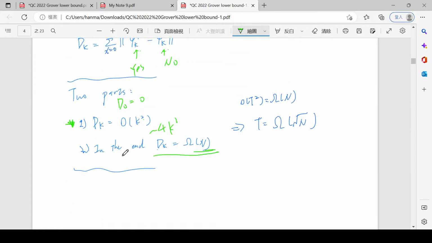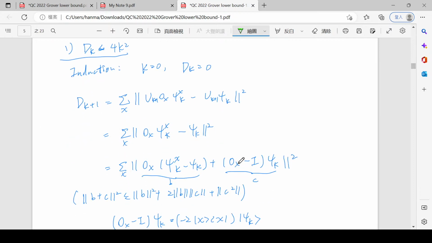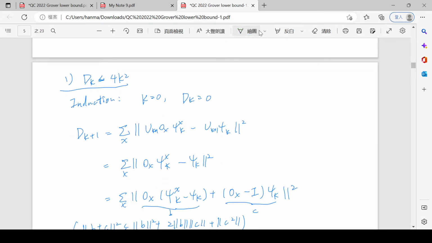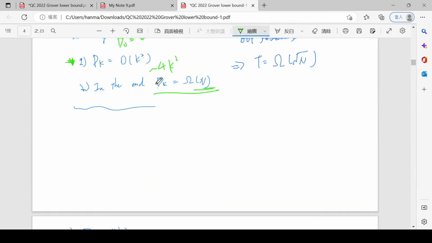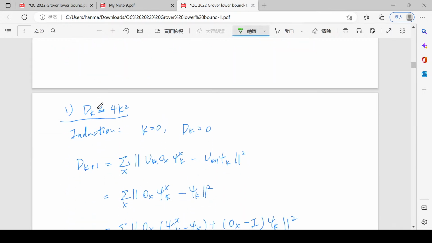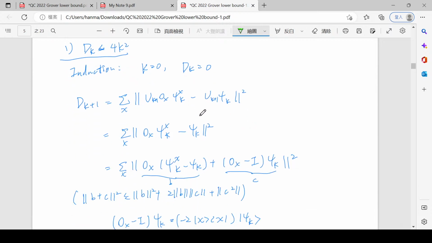Okay, so let's go into more detail. We are going to run through these 1 and 2. For the first one, consider d_k over k squared, and we are actually going to show d_k is smaller than 4k squared. This is a less intuitive way to do it, but very rigorous. We are going to show this by induction.